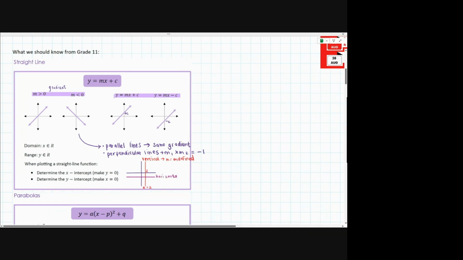In this case, your gradient is equal to 0 because there is a change in x, but there's no change in y. And a horizontal line is always given by the equation y equals wherever it cuts your y-axis. So if this cut my y-axis, say, for example, at -3, my equation would be y is equal to -3. Okay, that is always the case for vertical and horizontal lines.